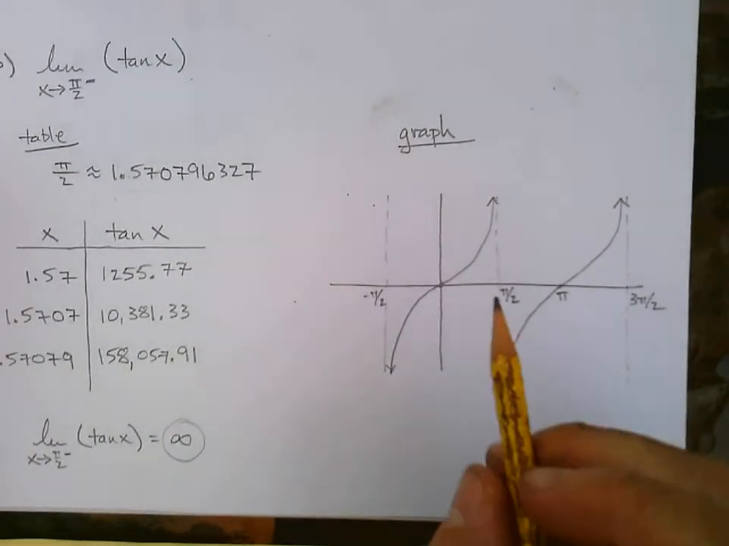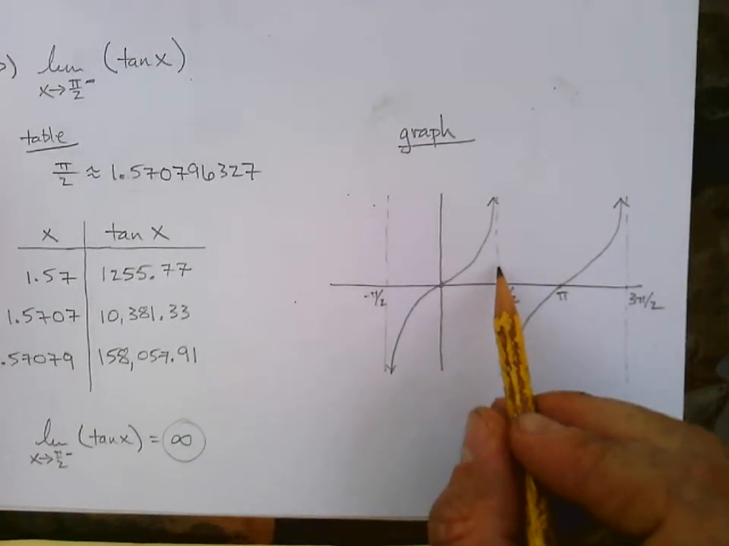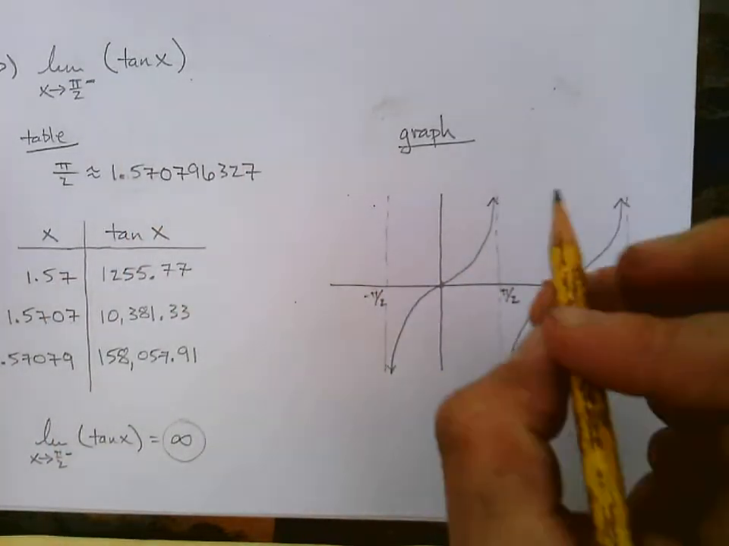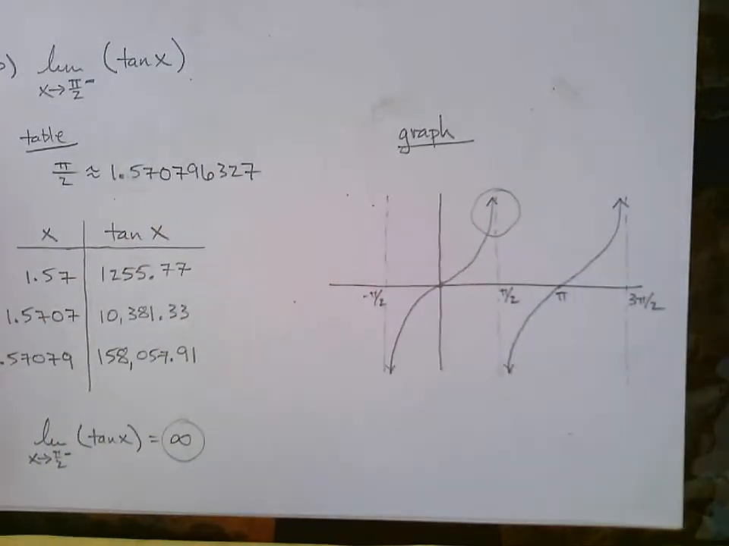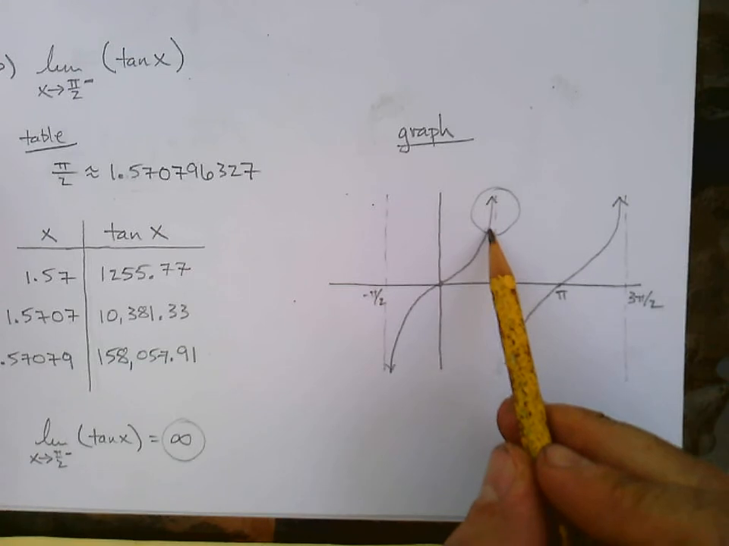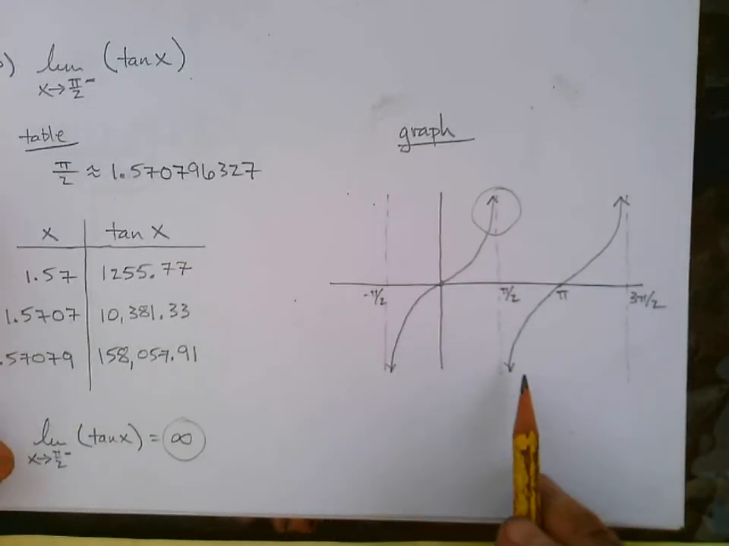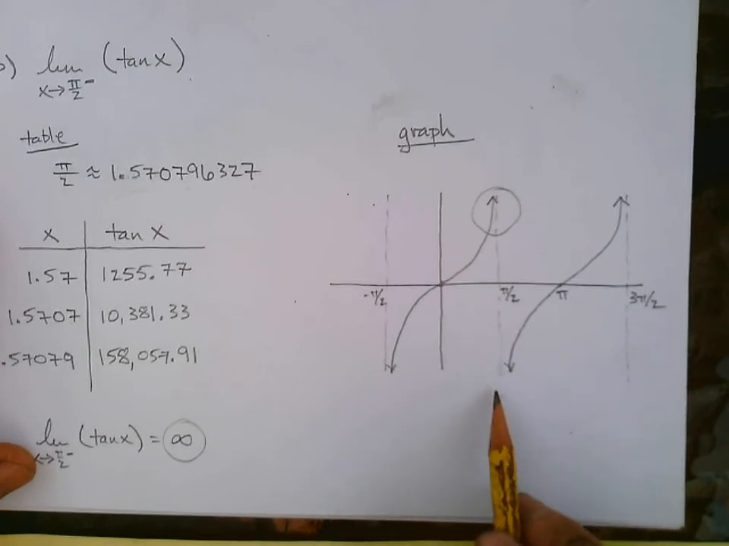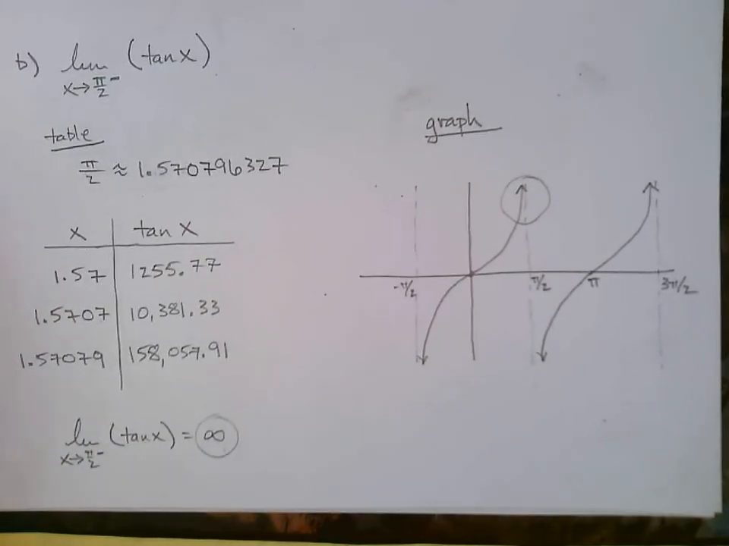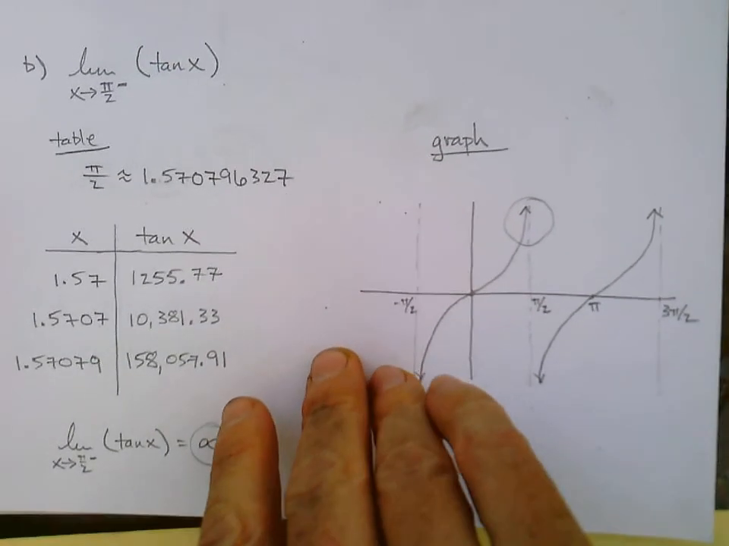So what is happening as we approach pi over 2 from the left? Well, that's right up here. As I approach pi over 2 from the left, yes, that is going to positive infinity, as opposed to if we approach from the right, we'd go to negative infinity. And that agrees with our answer from the table, positive infinity. Okay.